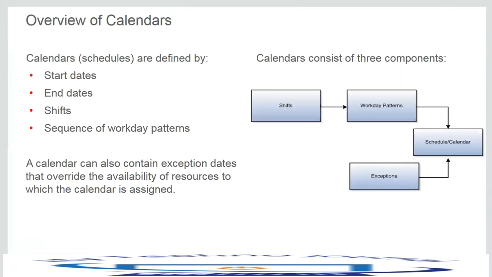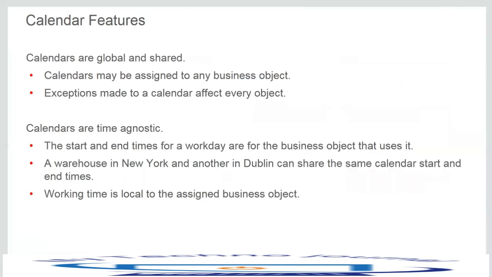We can also provide exceptions as well. So what is an exception? An exception is a record of a date and time that indicates a specific block of either working or non-working time, such as a holiday, etc. The calendars are global and shared.